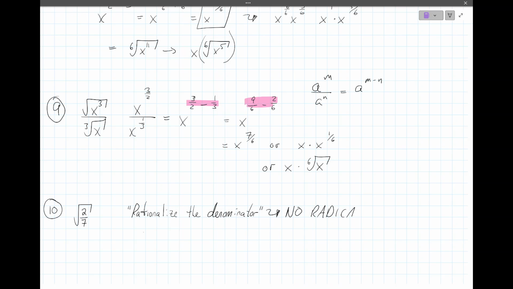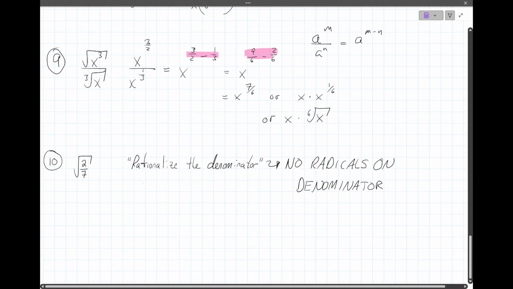And you're like, well, Mr. Van Dyke, there is a radical right there, that's root 7. I can see it. You're telling me you can get that radical to go away? I'm telling you, you can. So we will get rid of that denominator radical. You will see it leave. So no radicals on the denominator.